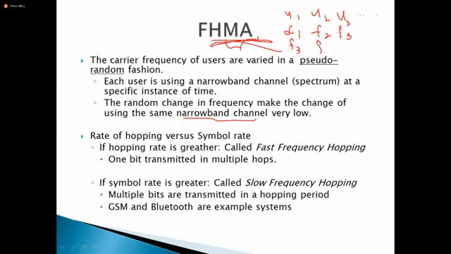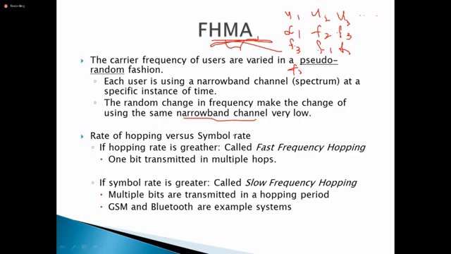Right? F3, F1, F2, likewise. Then after some time, user 1 will receive information through F2. So it will hop between different frequencies with time, right? That is what is called frequency hopping multiple access. Okay, user 1, user 2, and user 3 will receive information with different frequencies at different times.